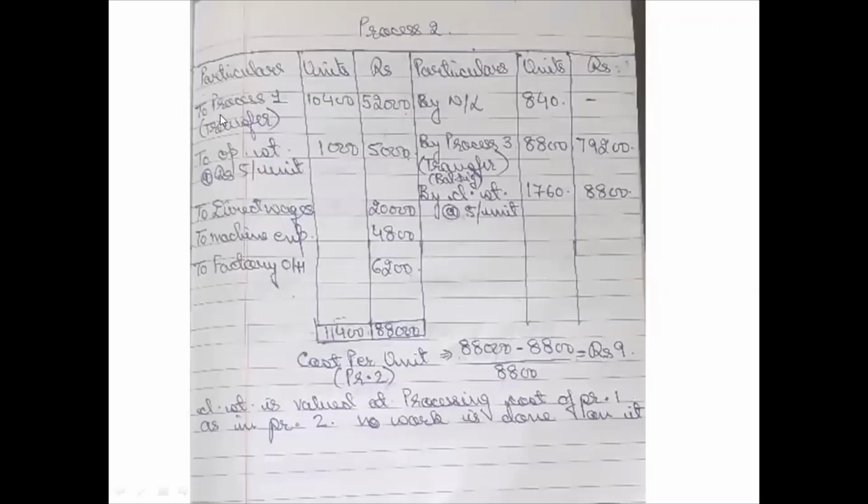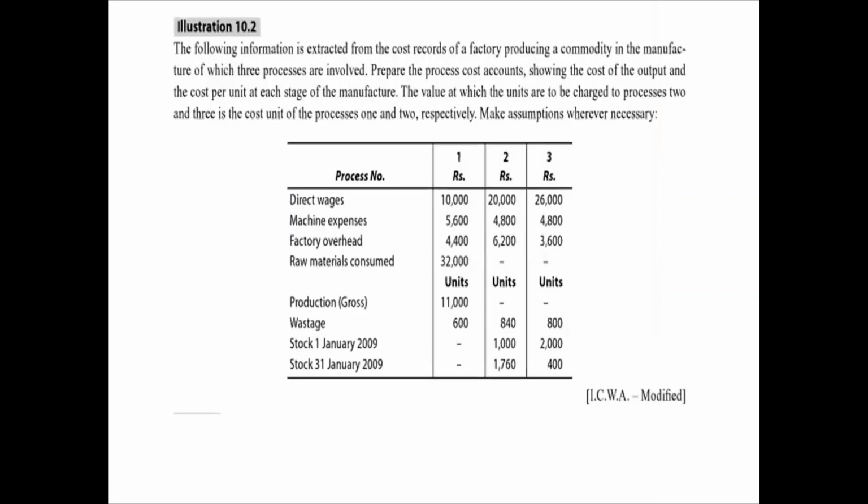Initiate the question by mentioning, first of all, what we have received from process 1. So from process 1, we have received a transfer amount. The quantity is 10,400 and the amount is 52,000. Now, remember the question. Here we are also given some opening stock. So stock in process 2 on 1st January 2009 is 1000 units. Remember, this is the unit value which is being given to you.